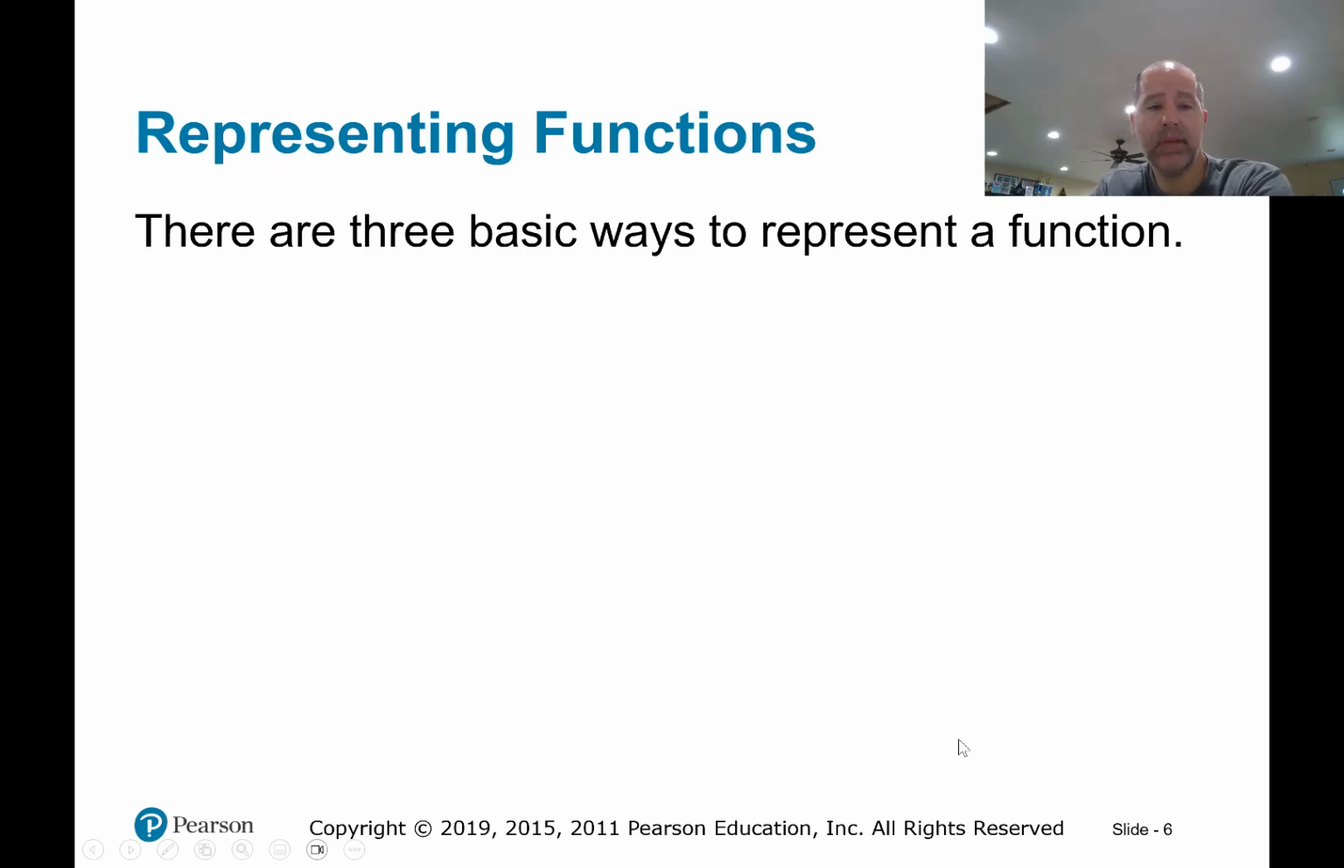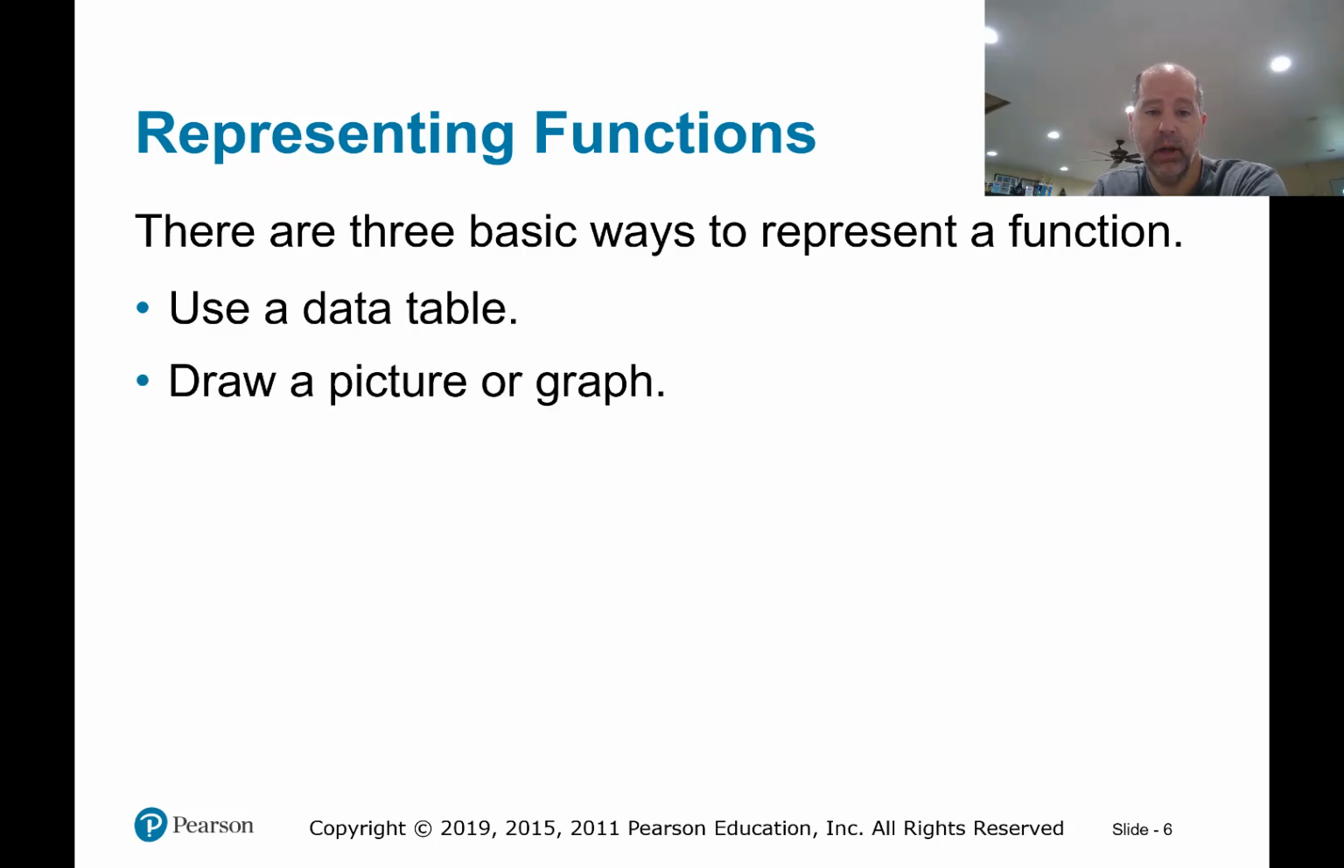All right, now representing functions, there are three basic ways to represent a function. The first way is to use a table of values, an x and y column table, where you can see how one variable changes as the other variable changes. You can draw a picture or a graph, or you can write an equation or formula.